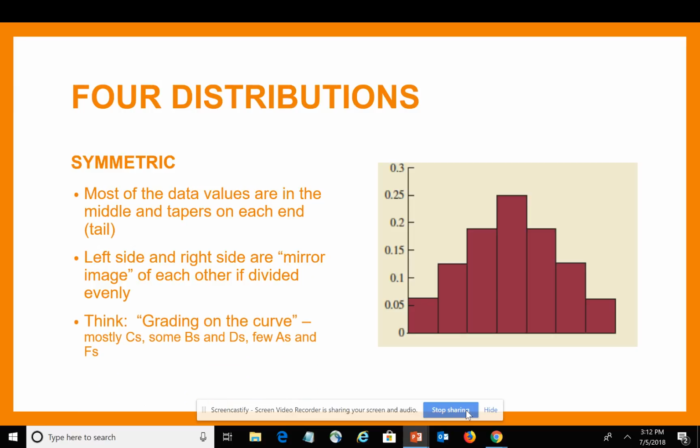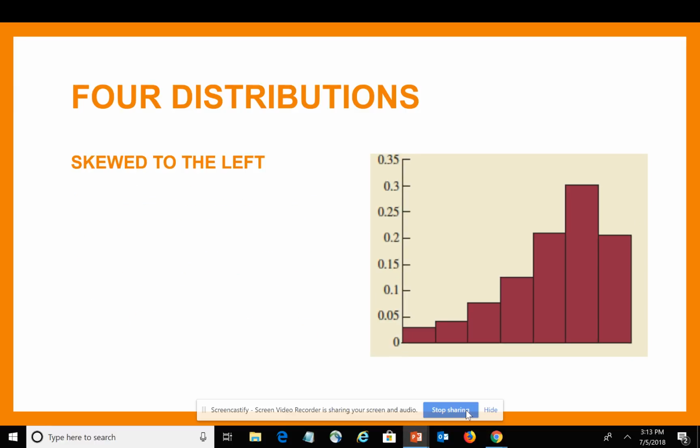Probably an application or where you may have seen this used is the idea of grading on the curve. An instructor tries to have mostly C's in the middle, and then some B's and D's on either side, and then very few A's or F's. So this is kind of the shape or the distribution that's wanted when you talk about grading on the curve. The symmetric distribution is sometimes also called bell-shaped, because you can imagine kind of drawing a Christmas bell across the graph. The fourth distribution is skewed to the left.